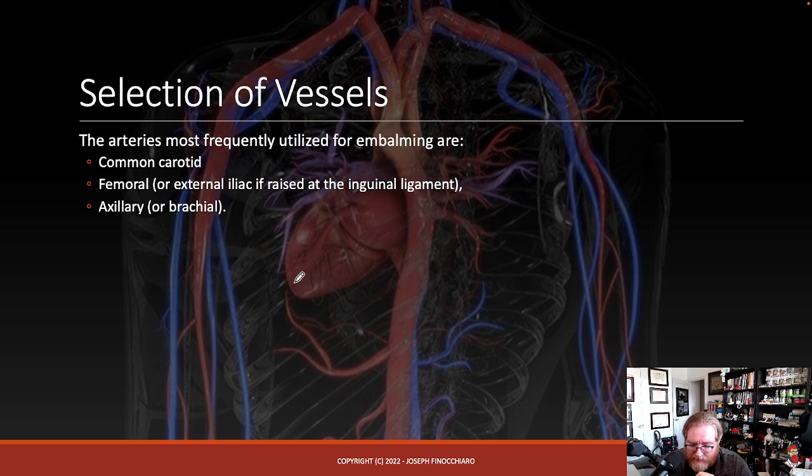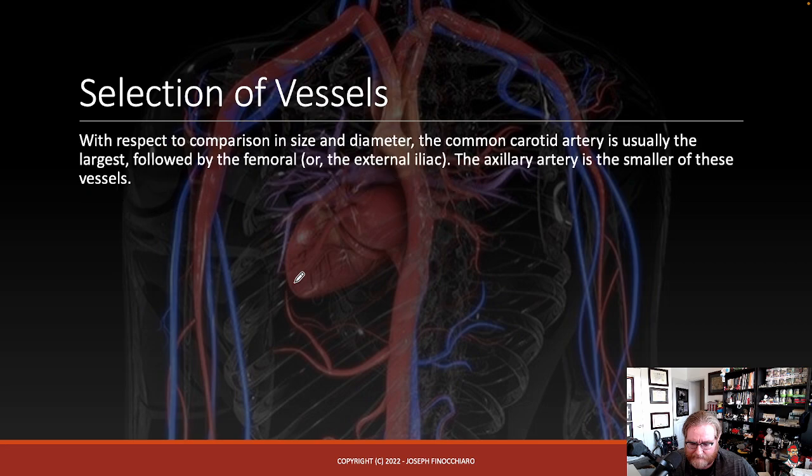The three most frequently used arteries for embalming are the common carotid in the neck, the femoral or external iliac in the leg, and the axillary or brachial in the upper torso. With respect to comparison in size and diameter, the common carotid artery is usually the largest of these three, followed by the femoral or the iliac, and then finally the axillary.